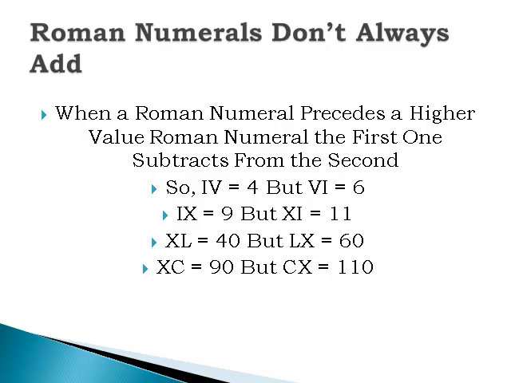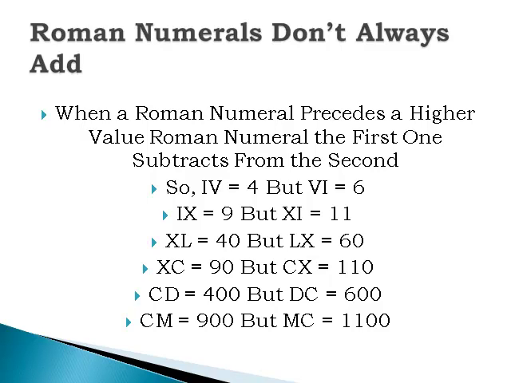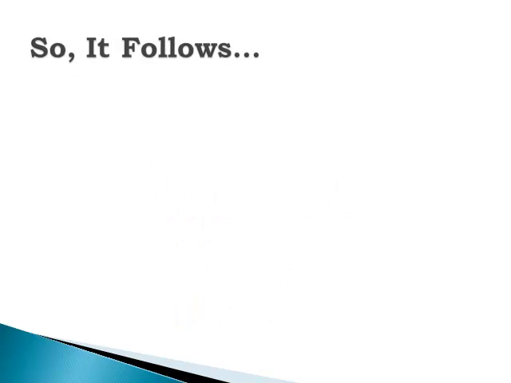But CX equals 110 because 10 is being added to 100. CD equals 400, but DC equals 600. Here we have 100 being subtracted or added to 500. And CM equals 900, where M equals 1,000. But MC equals 1,100 because here the C is the smaller of the two, and it adds to the M, which is 1,000 for 1,100.